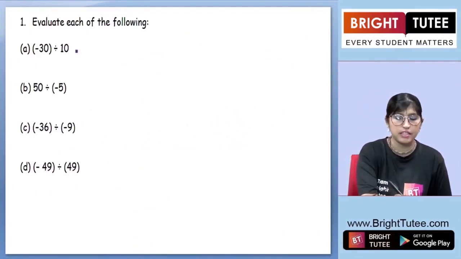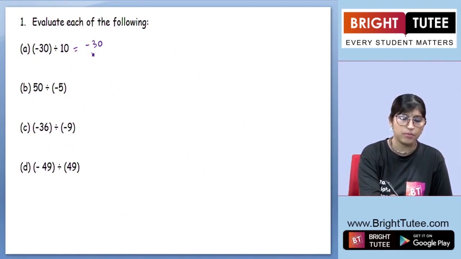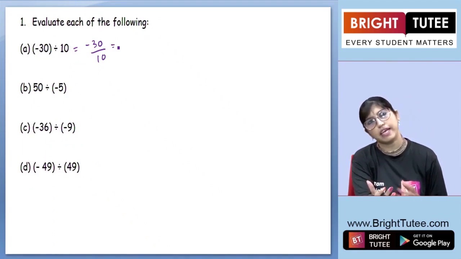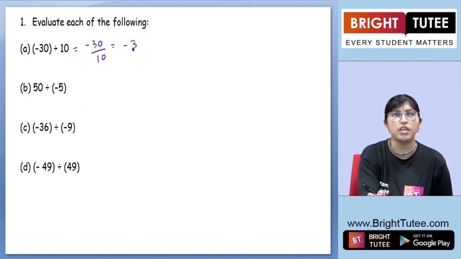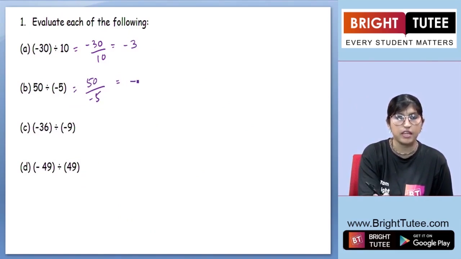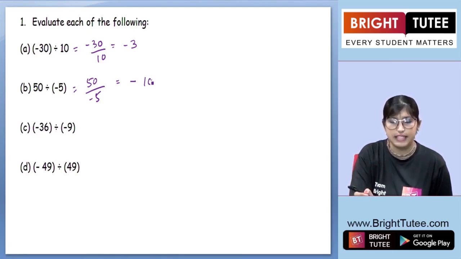If we have minus 30 divided by 10, the answer will be minus 3. How come? We can write minus 30 upon 10, and we have one negative integer and one positive integer, so we'll be getting minus 3 only. The next one is 50 divided by minus 5. We'll be getting a minus answer, and if we divide 50 and 5, we'll be getting 10. So the second answer will be minus 10.